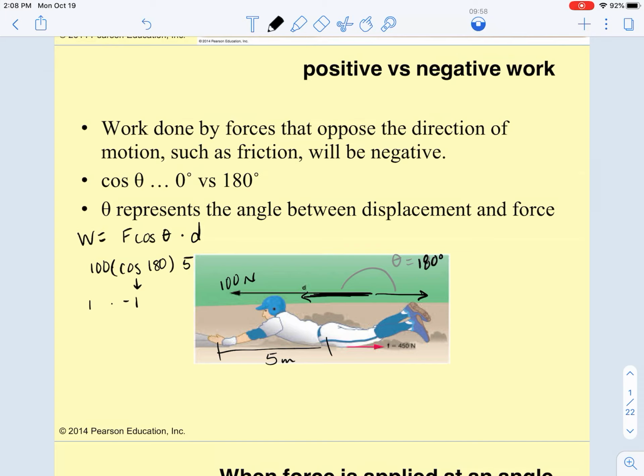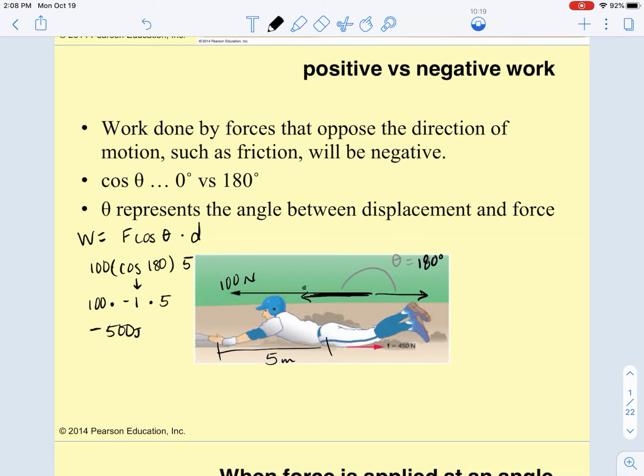The cosine of 180 is -1. So when I multiply all of this together, I am seeing that work is being done on the ball player, but what I'm seeing is that it's a negative amount of work because it opposes his motion, because the force is in the opposite direction.